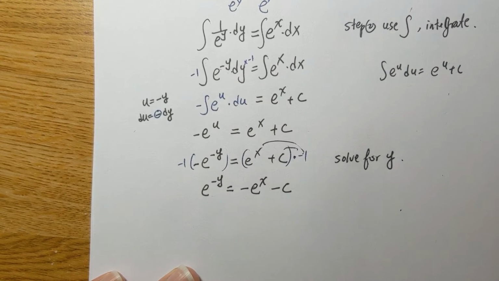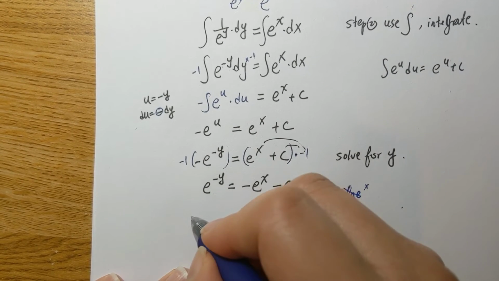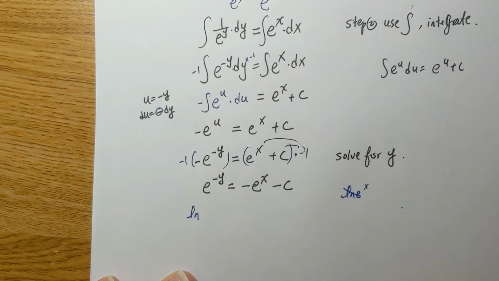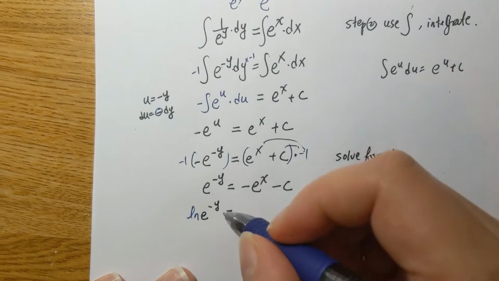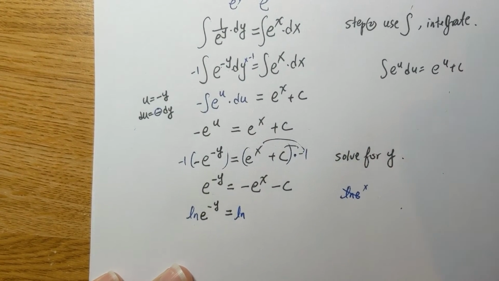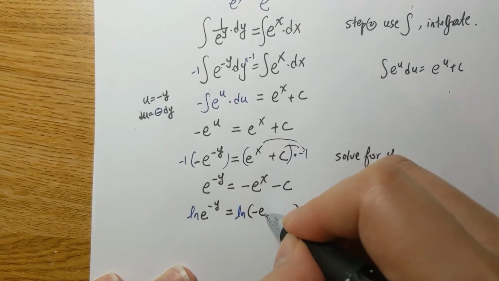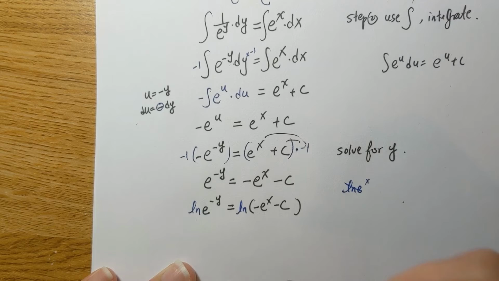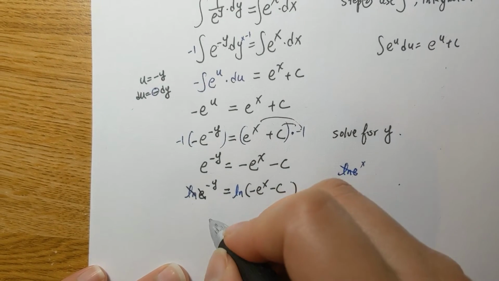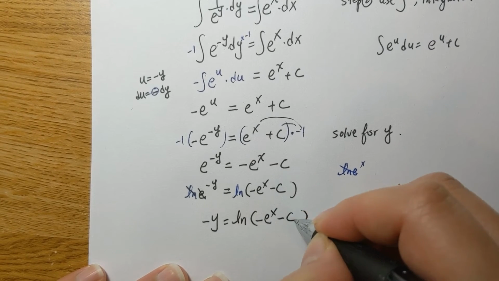So how do we eliminate the e? We know that ln of e to the something will cancel. So now we have to do ln on both sides. ln of e to the negative y equals ln, and this is going to be 2 terms, so I'm going to put them inside the parenthesis. So ln e cancels out, and then we get negative y equal to ln of negative e to the x minus c.